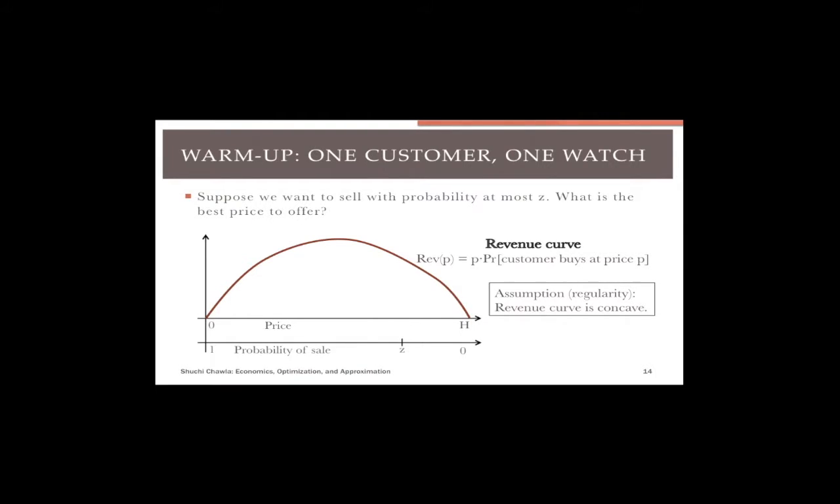Well, this revenue curve makes it quite easy to answer that question. You should just pick the price at which the probability with which the consumer wants the watch is exactly Z. Okay? Note that as you lower the probability of sale, this price goes up. And for any particular Z, you always want to be selling with probability exactly Z, as long as this price point is more than the optimal price that I showed you on the previous slide, okay?